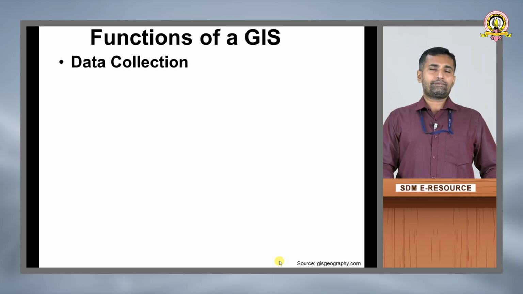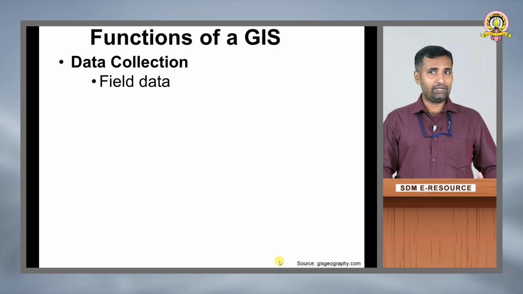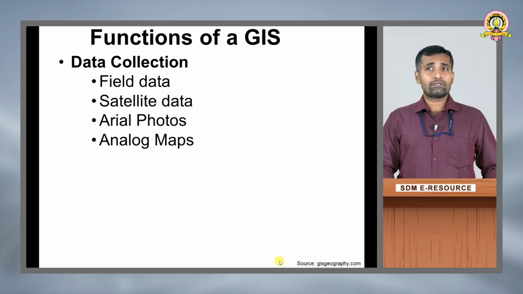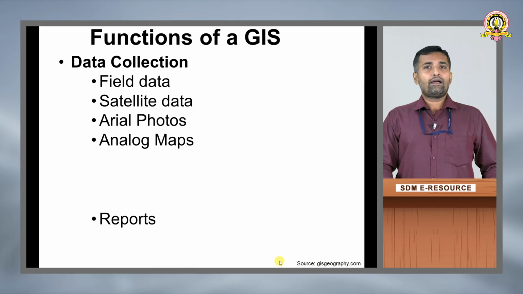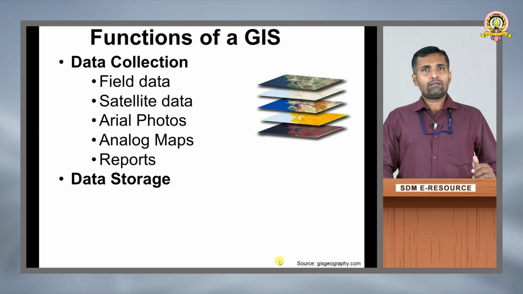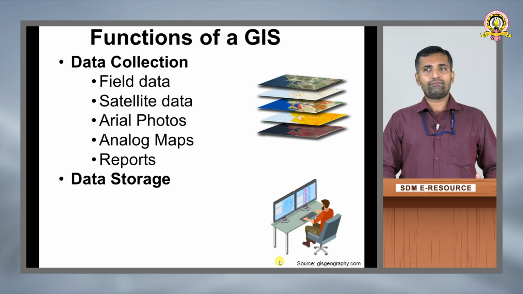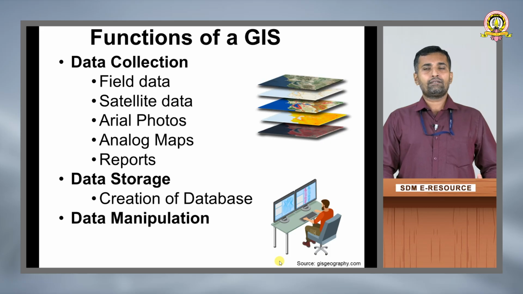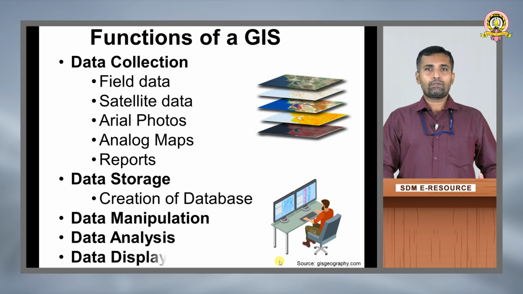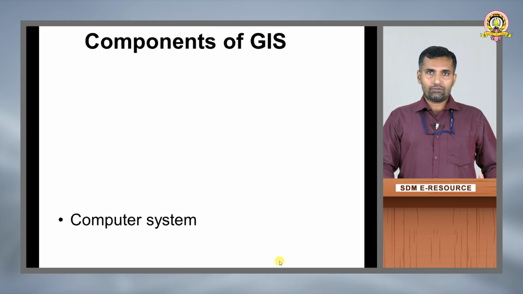What are the functions of GIS? The first important function is data collection. What are data? Data may be field data, satellite data, aerial photographs, analog maps, surveyed maps, or some reports. These are various data. In GIS, another important function is data storage. For that, we need a computer database, correct? And data manipulation. The data manipulation is also required in the process of GIS in future. At that time there is scope for manipulation of data using computer. Data display and data analysis are other important functions.